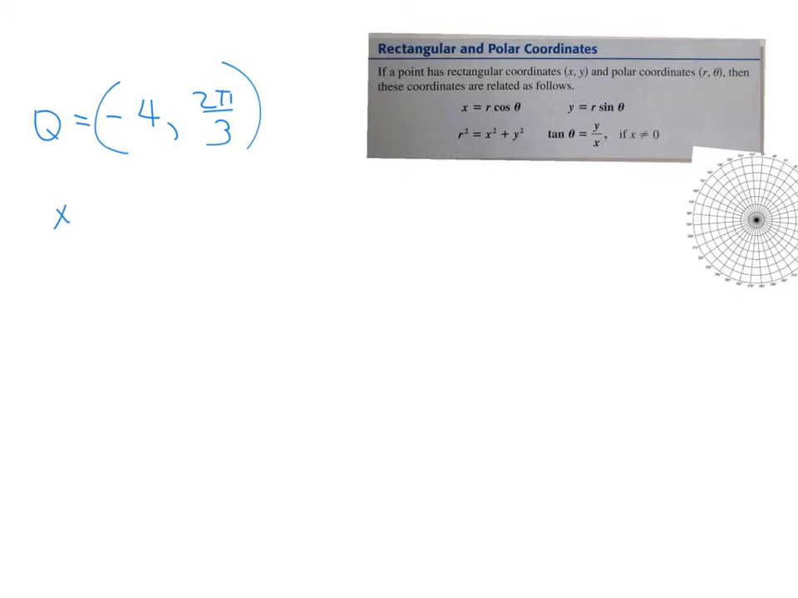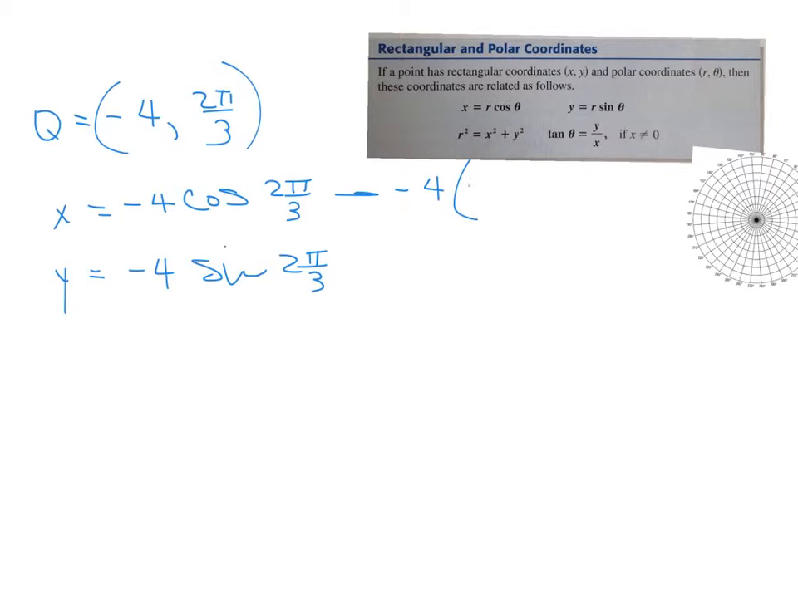Okay, there's B. X equals r cosine 2 pi over 3, and y equals negative 4 sine 2 pi over 3. Alright, we've already determined that 2 pi over 3 is a 60-degree angle in the second quadrant. So x then is going to be negative 4. Cosine in the second quadrant is going to be negative, and the cosine of a 60-degree angle is 1/2. So that's going to give me a positive 2.